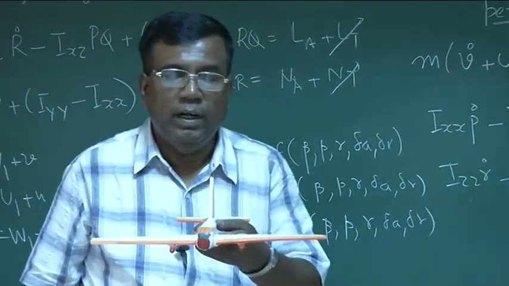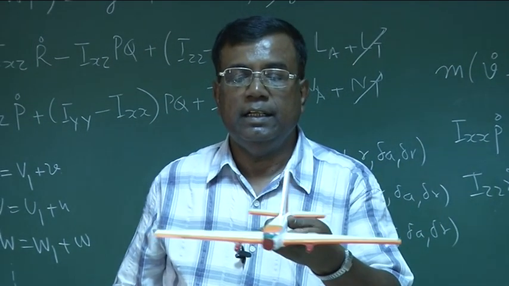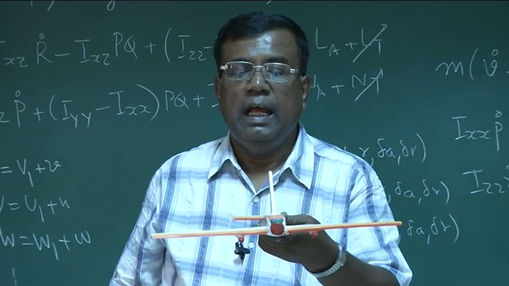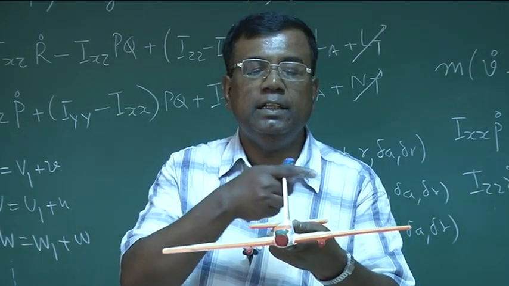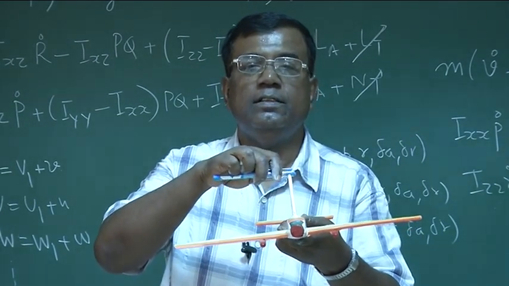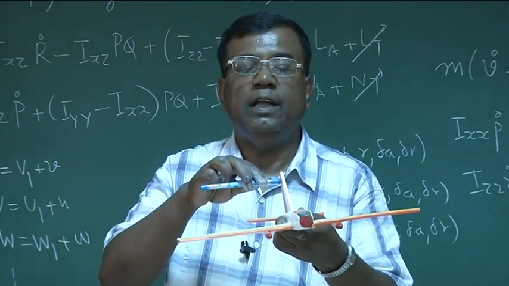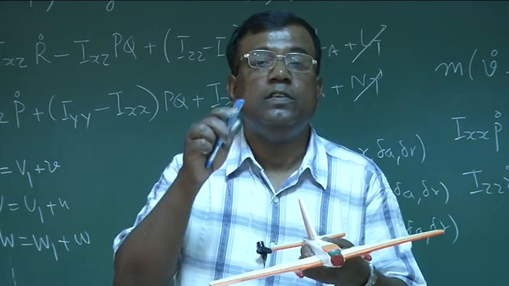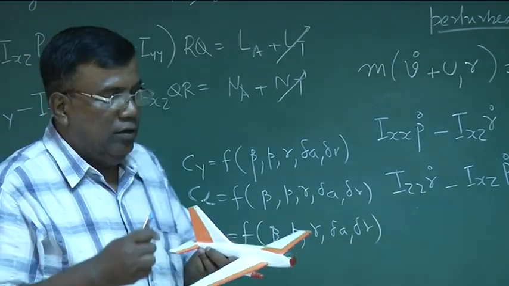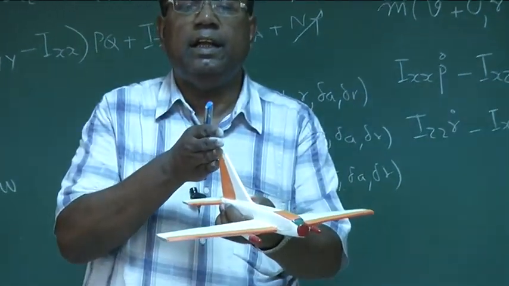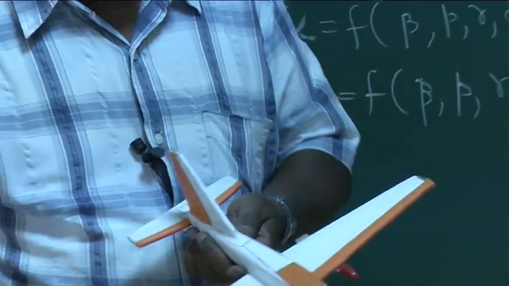Now for R, what is R? R is the yaw rate. What is the yaw rate? It is like this, the right wing going back. As it does this, the vertical tail is also pushing the air in this direction, so it will experience a force in this direction. Again, because of yaw rate, there will be a force experienced by the airplane in the y direction. So Cy indeed will be a function of R. And for delta R, it is obvious. If I deflect the rudder like this, there will be a force in the y direction. So Cy will be a function of delta R.